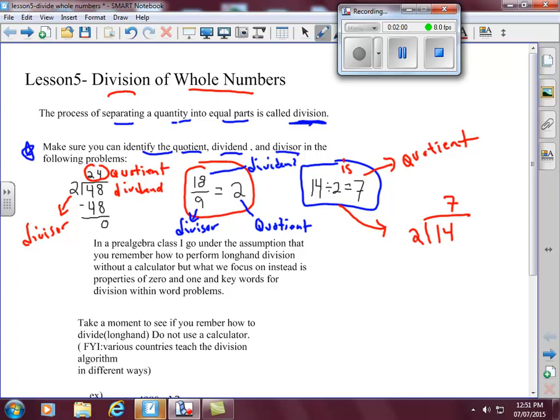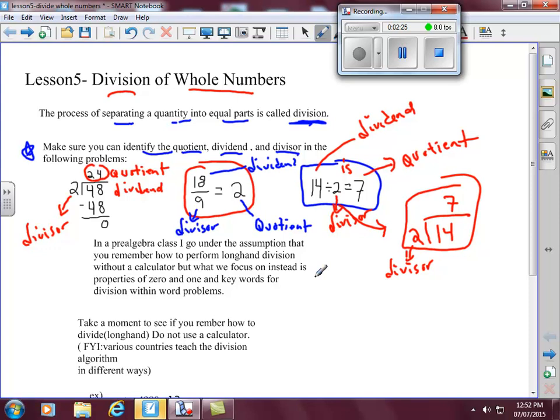So you could always rewrite it, and that might make it easier to realize that 2 is the divisor. So indeed 2 is our divisor, and in this situation 14 is the dividend. So yeah, it definitely may help you to rewrite the problem to realize, oh, okay, that's 14 divided by 2 is 7, 2 is the divisor.